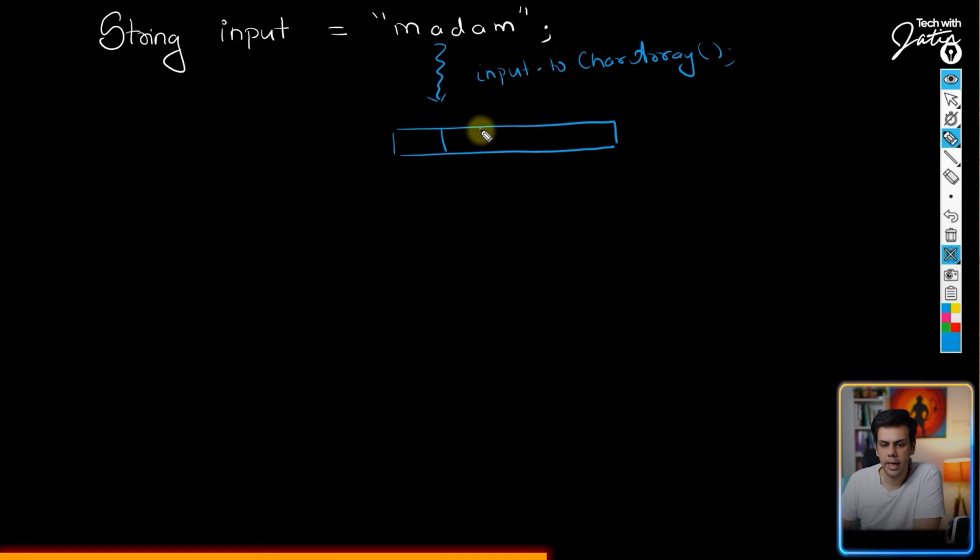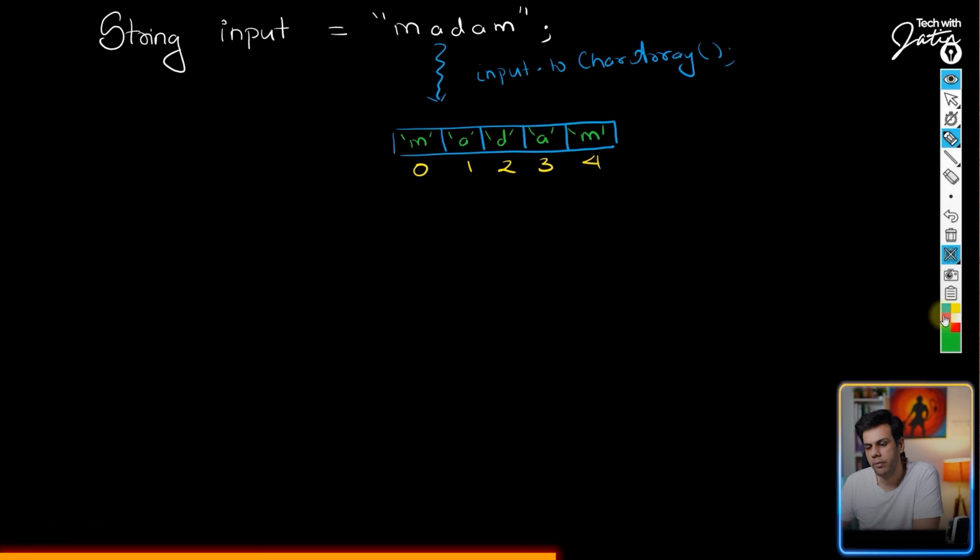Perfect. So this is M, this is A, this is D, this is A. So this is going to be the 0th index, first, second, third, fourth. And we will be having M over here. We're going to have A over here. We're going to have D over here. We're going to have A over here. We're going to have M over here.